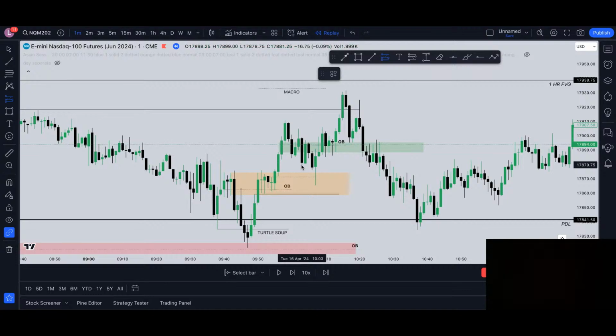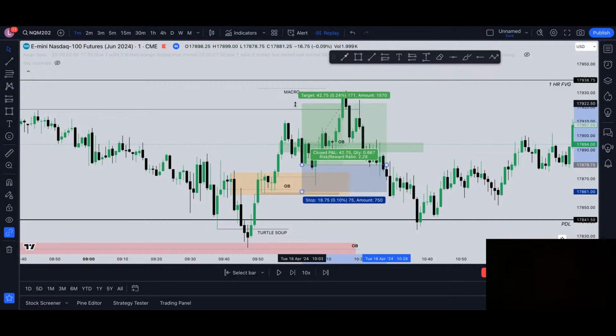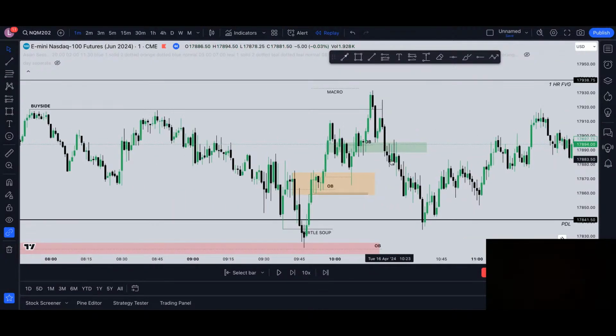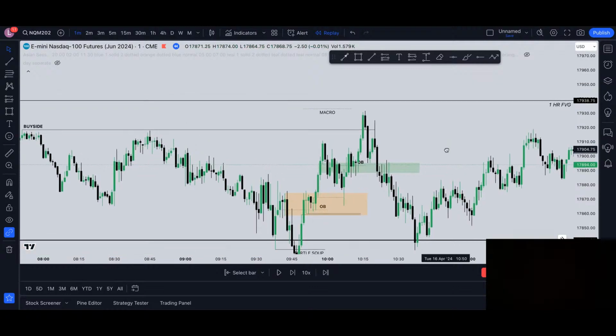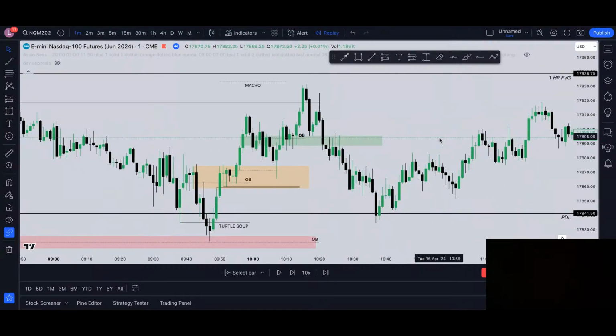You can see the execution, and my trade was something like this. And again, there was a sell setup, but my objective was this, so I don't want to counter trend my idea.